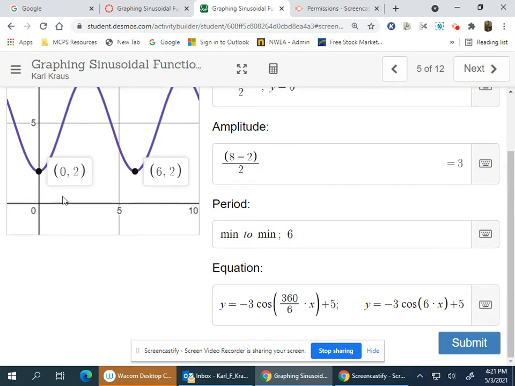And then plugging in, like I said, I know this is negative cosine because it starts at a minimum and then ends on a minimum 1 cycle later, or 1 period later. So negative 3 cosine of 360 over 6 times x, plus the center line or midline, which is 5. So if I simplify what's in the parentheses, negative 3 cosine 60x plus 5.